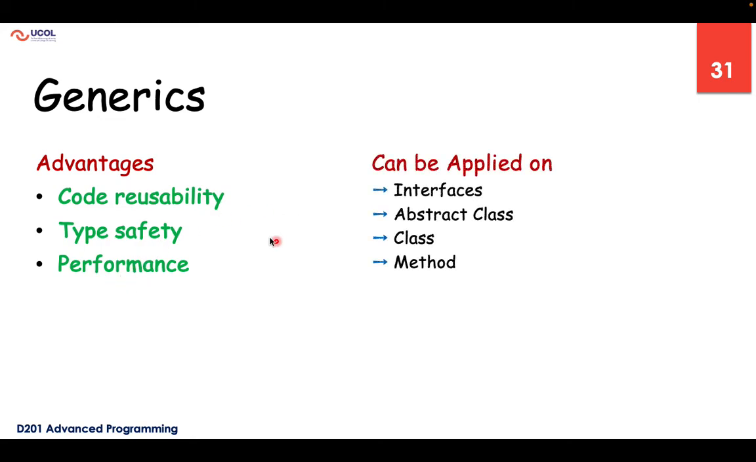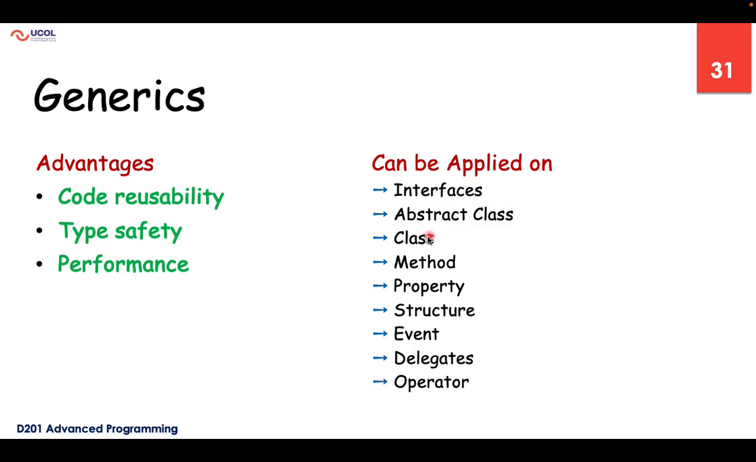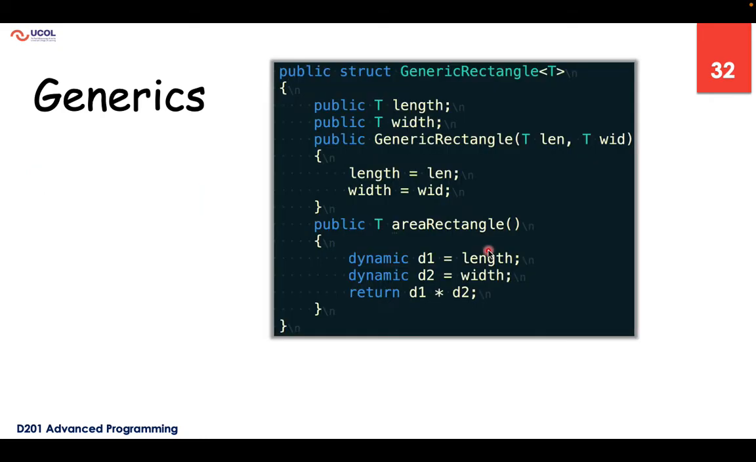Generics can be applied to interfaces and abstract classes. What abstract classes are, we will discuss in the fifth lecture. This is the third one. We can apply generic types in a lot of different places in programming: delegates, operators, events, structures, properties, methods, classes, and so on.